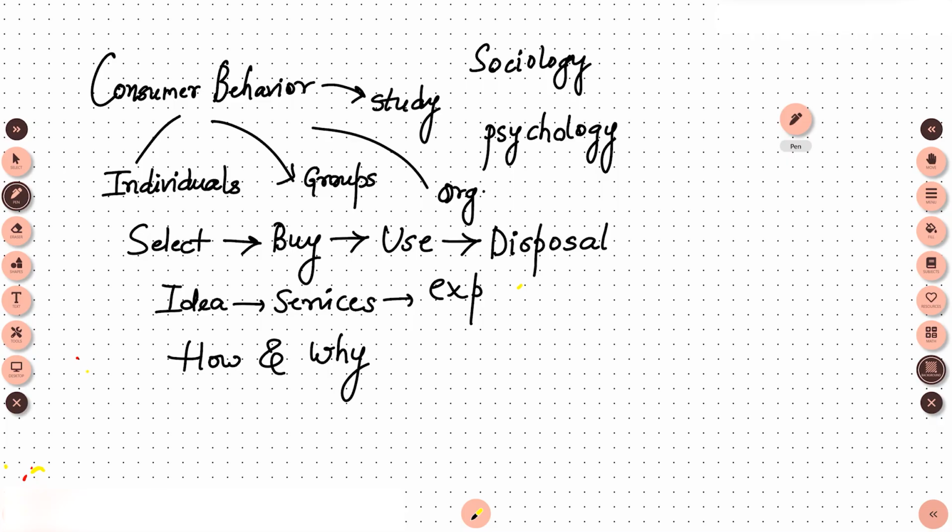Next in line, we are going to talk about the steps, the different stages in the consumer buying decision process. Essentially, there are 5 stages in the consumer buying decision process. The first stage starts with need recognition, or we call it problem identification. What could this problem or need be?